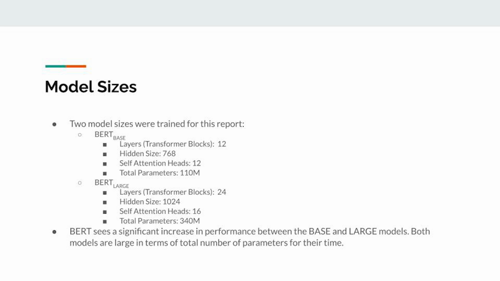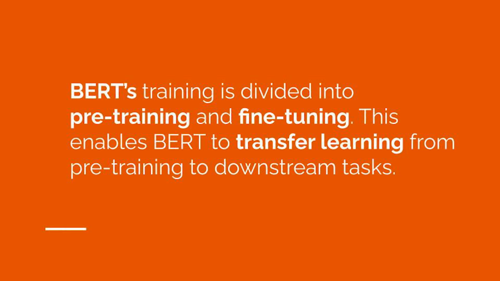Lastly, model sizes. BERT was trained at 2 model sizes for this particular report. The BERT base model was smaller with 110 million parameters, and BERT large was larger with 340 million parameters. And there was a significant increase in performance between the base and the large models. In summary, BERT's training is divided into pre-training and fine-tuning. This enables BERT to transfer learning from the pre-training to downstream fine-tuned tasks later.